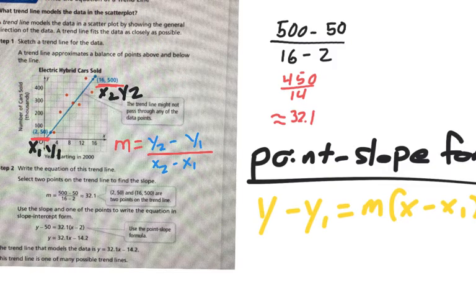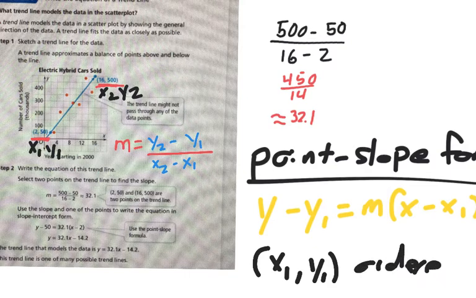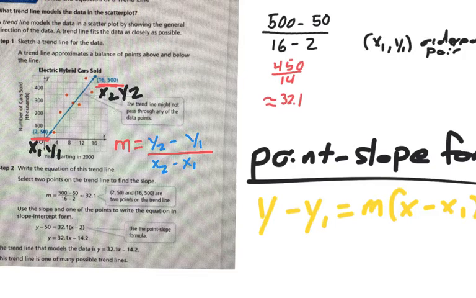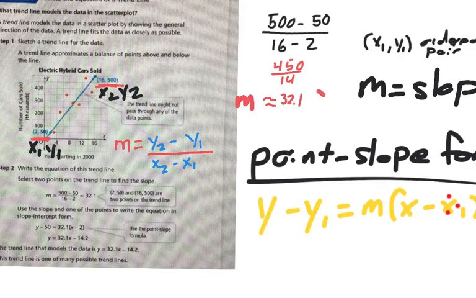So remember, what do all these things represent? x1 and y1 is just an ordered pair. It's a point that is on my line. So the x1, y1 represents a point on my line. And then the m represents the slope. M is almost always used as slope. So we just used the slope formula, and we found that the slope was about 32.1. So I know the slope of my line.